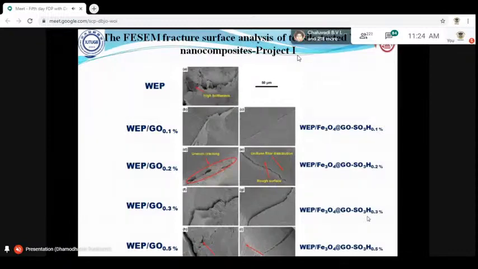But in the case of GO, while we incorporate GO into the WEP system, for the 0.28% incorporation with the WEP, we can see some uneven cracking, but a proper nano homogeneous arrangement and distribution has been achieved. But the bonding between the nanofiller and the WEP system is not as good. When we go with the higher concentration, we can see some agglomeration as well.